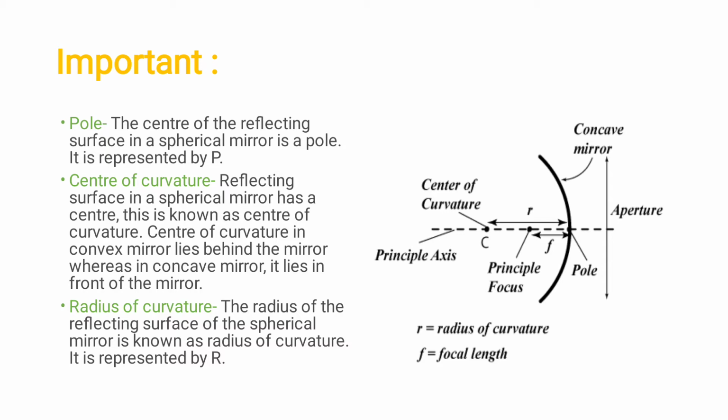Then comes the center of curvature. So what is the center of curvature? The center of the sphere of which the mirror is a part is known as the center of curvature. The center of curvature in a convex mirror lies behind the mirror, and in a concave mirror it lies in front of the mirror. Then comes R. R is half of the radius of curvature.